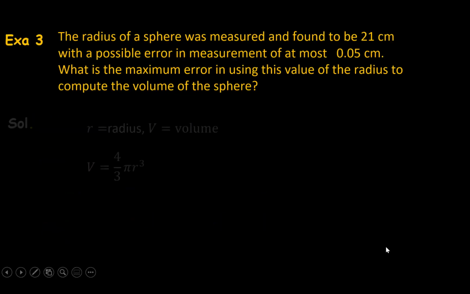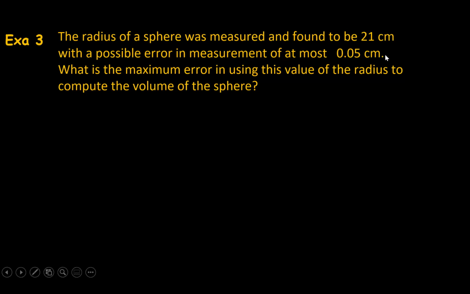We have our final example. We have a sphere with a radius to be measured, and we measured that and found it is 21 centimeters. Now, there's always error, but we can have control. Suppose we know the error of our measurement is at most 0.05 centimeter. It means the radius could be 21 plus up to 0.05, or 21 minus up to 0.05. So it's within that range.